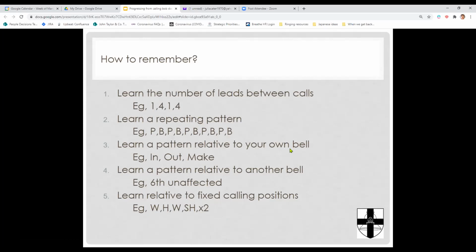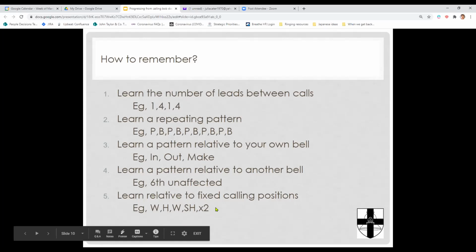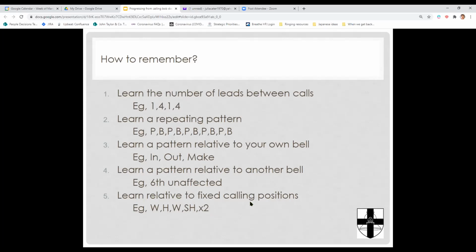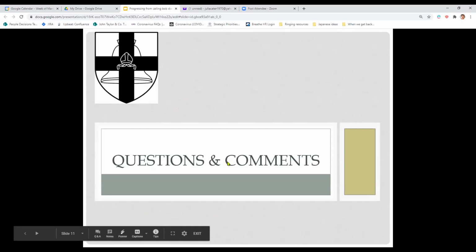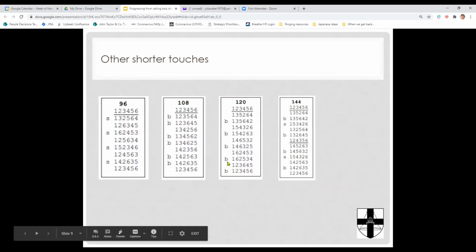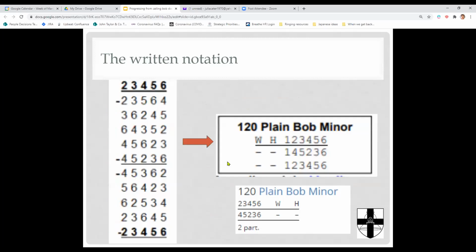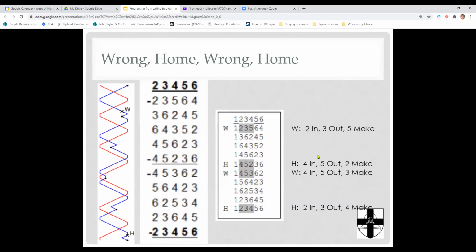So there's no right and wrong in any of these, but I will say, if you're at all serious, you do need to start getting used to this wrong home, calling yourself home 3 times, for example, or wrong home, as an approach. So that's what I wanted to cover. Those are going to go into the bob minor calling.